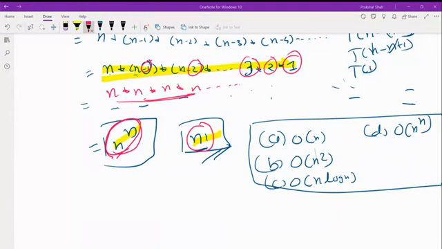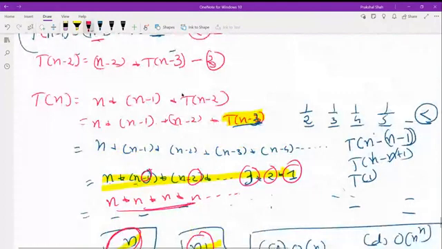Now suppose, this question is clear for everyone. This question is clear to everyone. Okay, Nilanjan, please tell me the first line of T of n. Which one? This one?